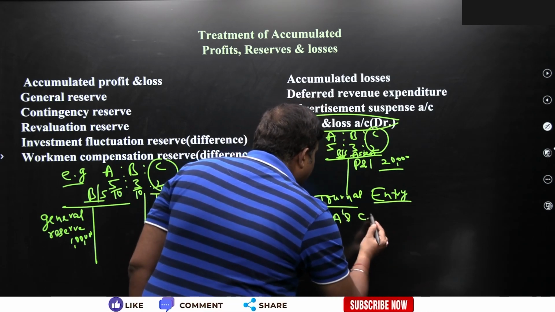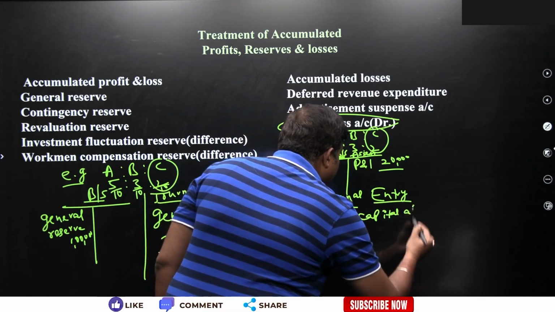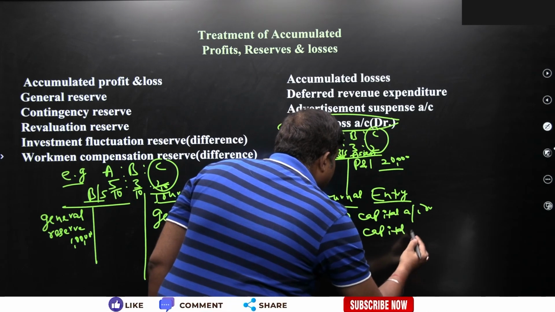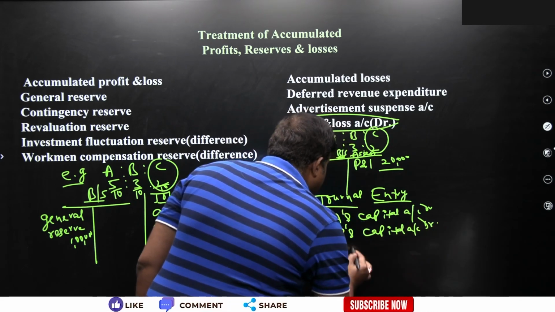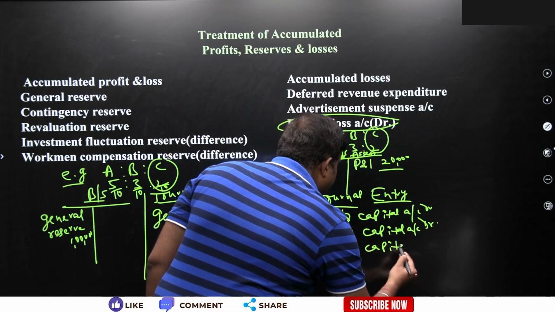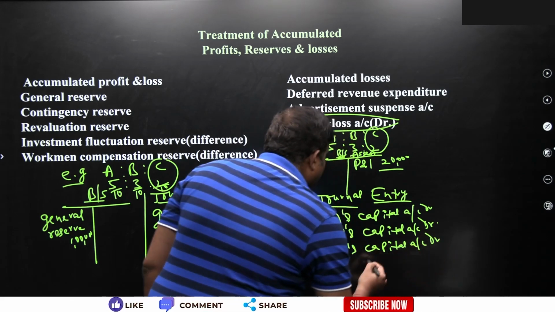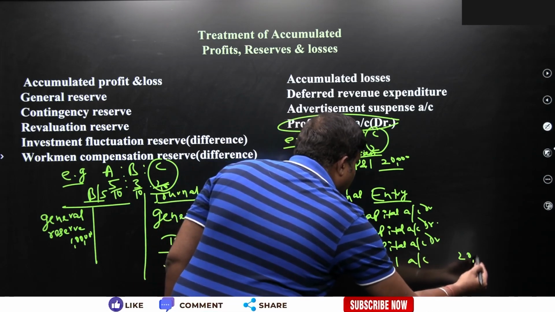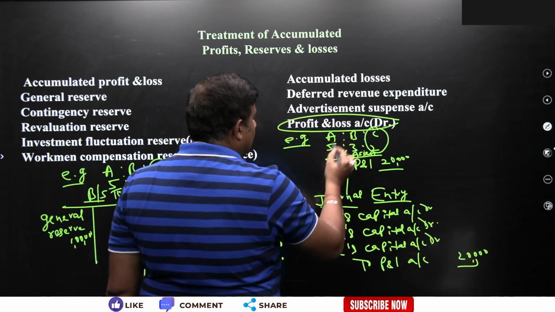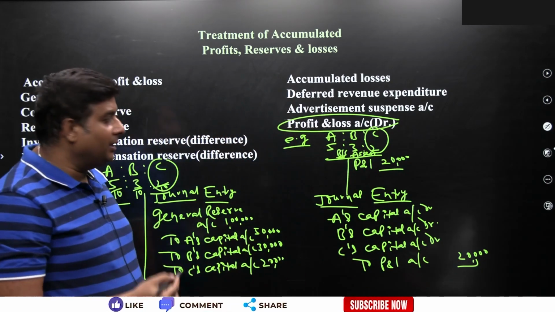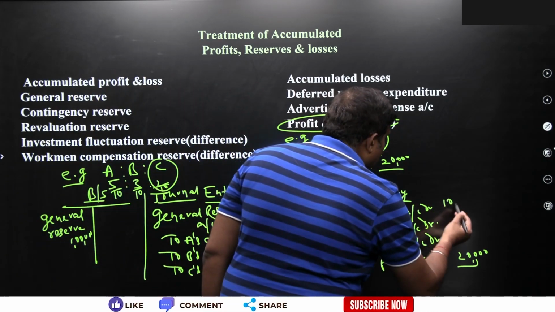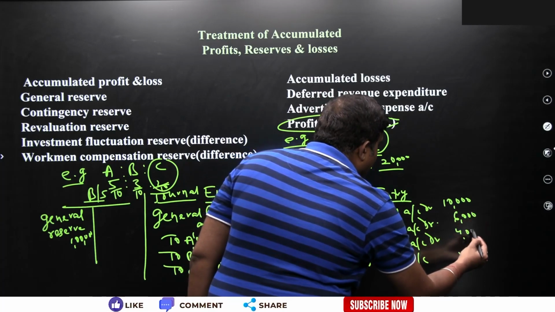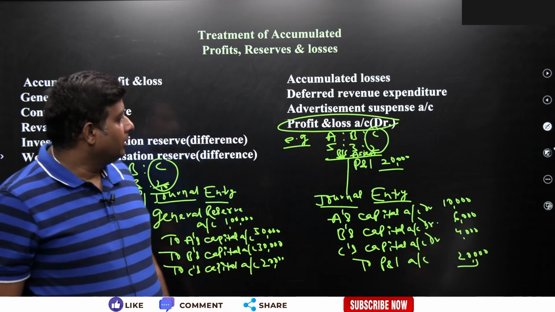A's capital account debit, B's capital account debit, C's capital account debit, to profit and loss account. And this amount of 20,000 has to be distributed among A, B and C in the ratio 5:3:2. That is 5/10 of this amount, 10,000, goes to A, 3/10 is 6,000 to B and 4,000 to C. Okay. So I hope you understand this.